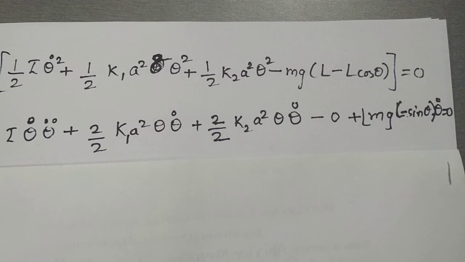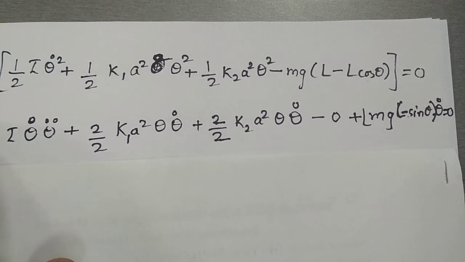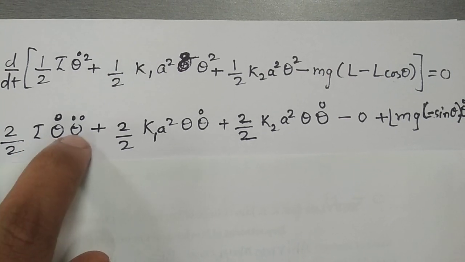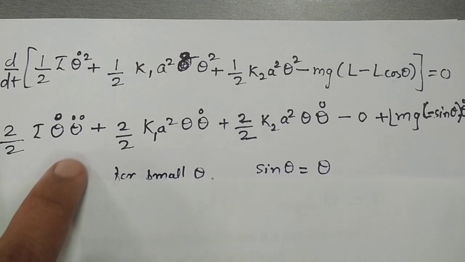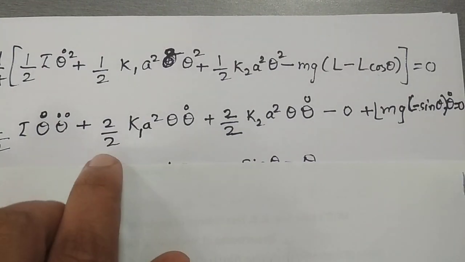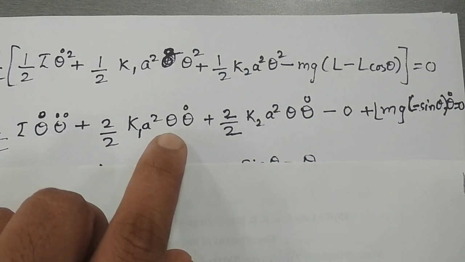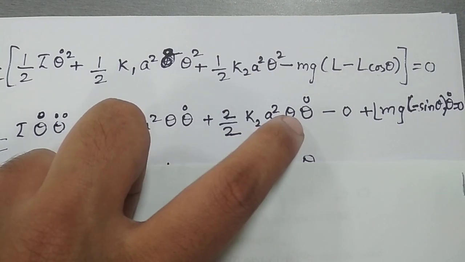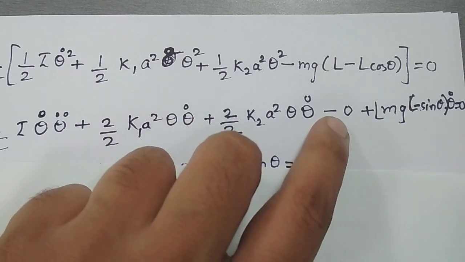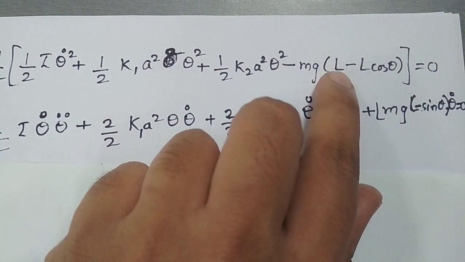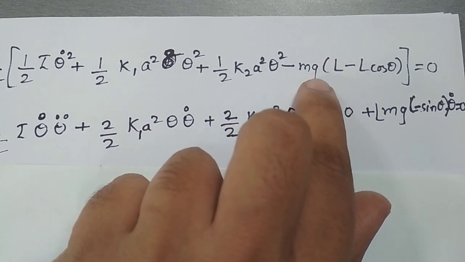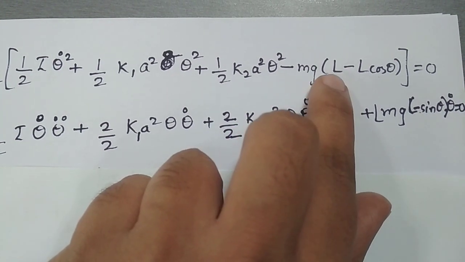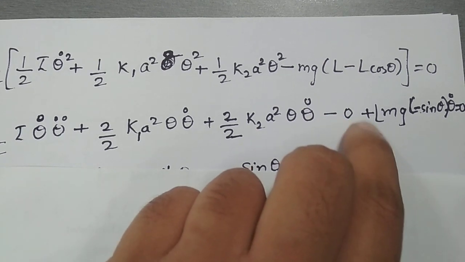So take the derivative. As we are taking the derivative, this will be equal to 2/2 I theta dot into theta double dot, plus 2/2 k1 a square theta into theta dot plus 2/2 k2 a square theta into theta dot, since k1 a square and k2 a square are constant, minus mg L. This is the negative term, and m is a mass, g is a constant, L is a length which is constant, so the derivative of this constant will be equal to 0, plus L.